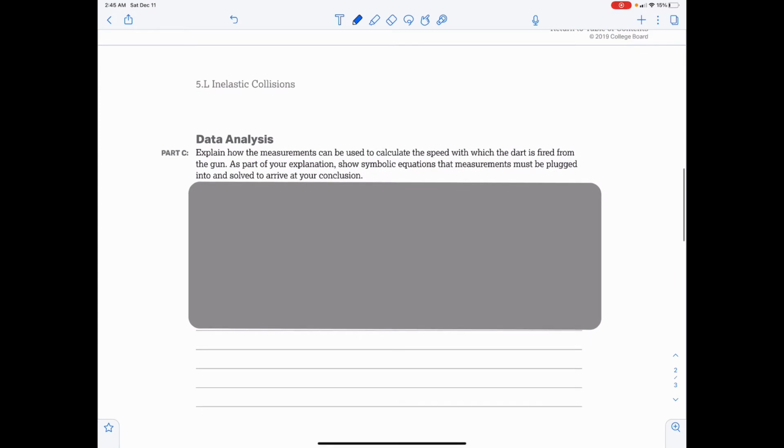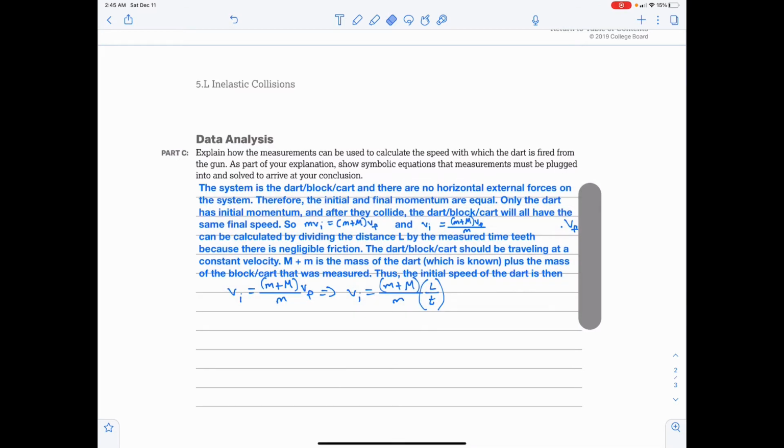So then part C, explain how these measurements can be used to calculate the speed of the dart. Well, again, remember, this is a conservation of momentum problem, specifically an inelastic collision. So the system is the dart-block-cart, and there are no horizontal external forces on the system. Therefore, the initial and final momentum are equal. Only the dart has initial momentum, and after they collide, the dart-block-cart system will all have the same final speed. So this is the conservation of momentum equation we can use to solve for the initial speed of the dart.